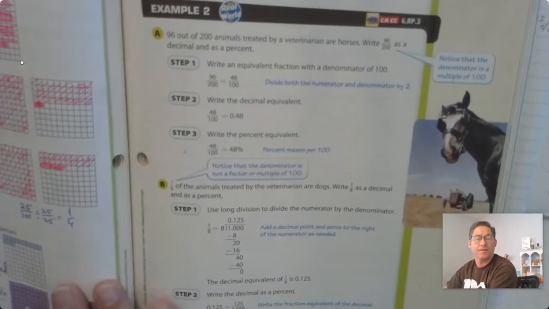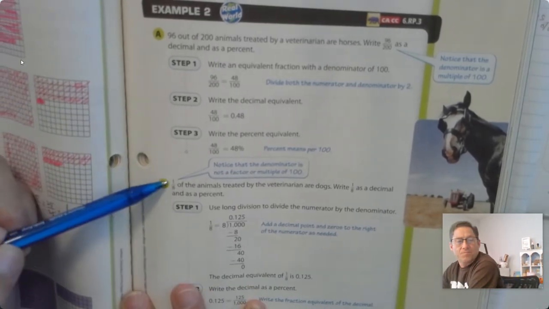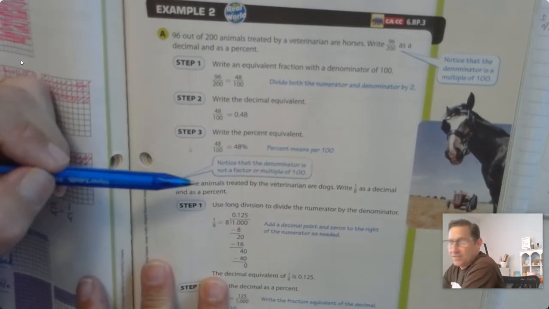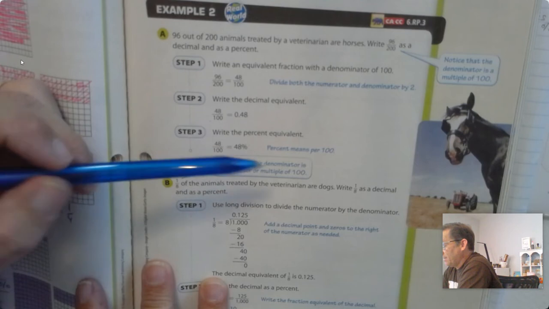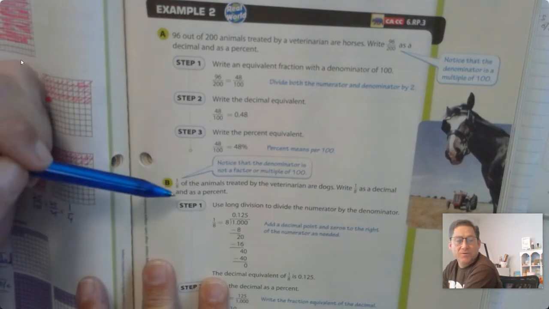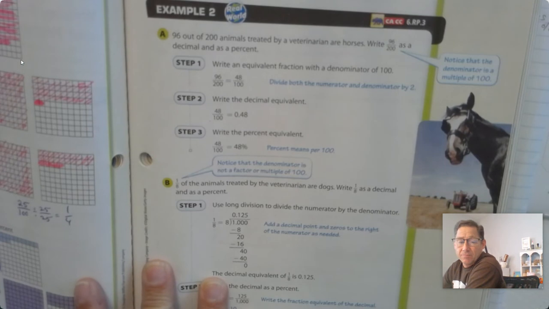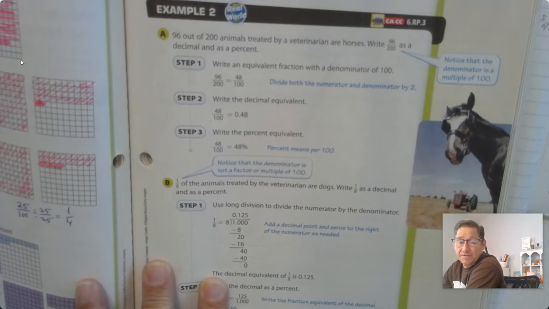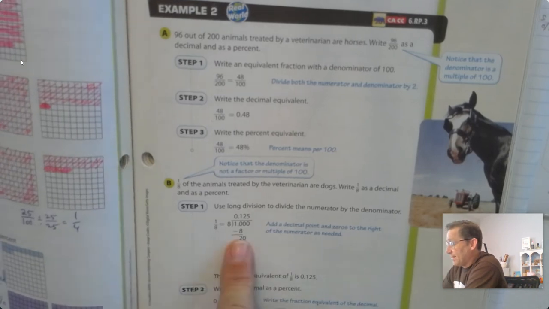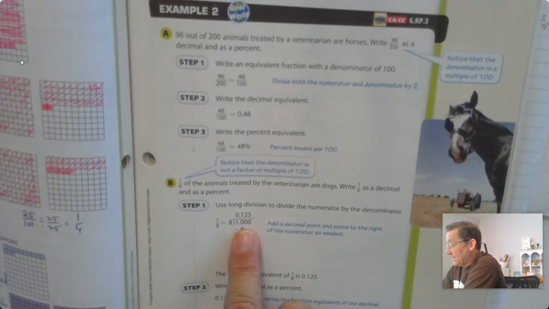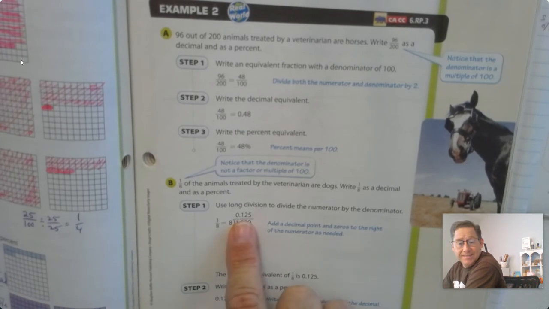All right. Now, how about this one, though? In part B, we have 1/8 of the animals treated by the veterinarian are dogs. And it wants us to write 1/8 as a decimal and as a percent. Well, 100 is not a multiple of 8. The closest we'd get there is 96, because 8 times 12 is 96. So what we're going to do is go ahead and divide. Use long division. Divide the numerator by the denominator. And so we're going to add a decimal point and zeros to the right of the numerator as needed.